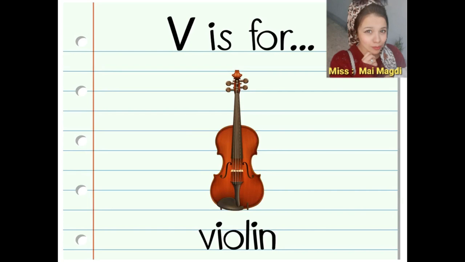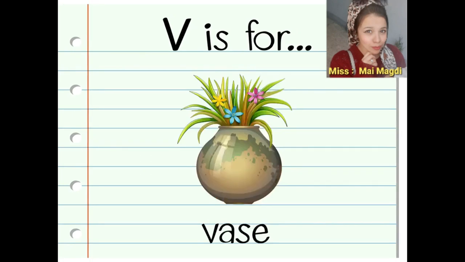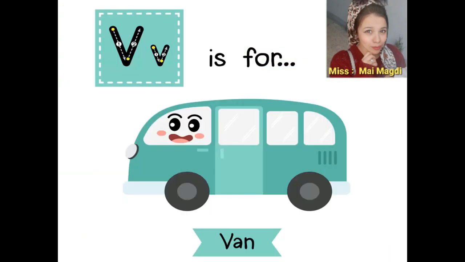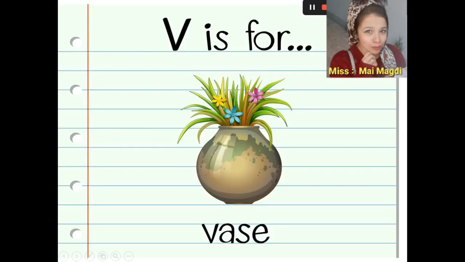The sound of letter V is V, V, V, V, V. Is your voice? V, V, violin. V, V, vase. V, V, van. Okay, again, the sound of letter V is V, V, V. Okay, how to write letter V? How can we write letter V? Let's see.